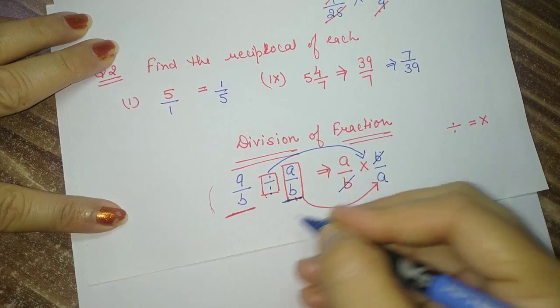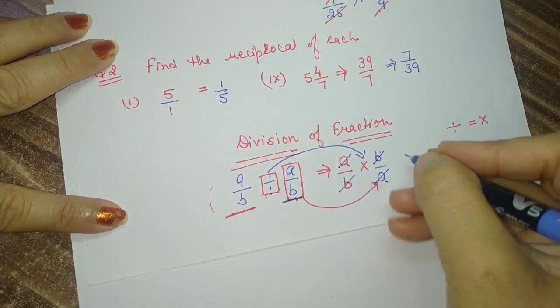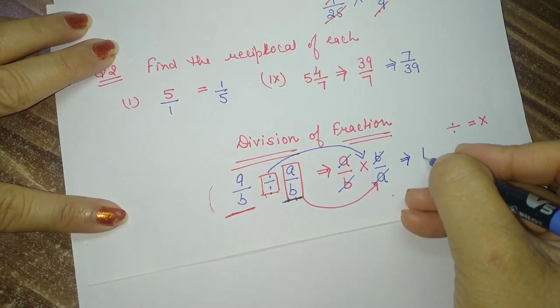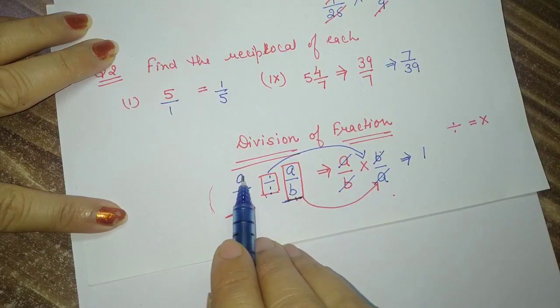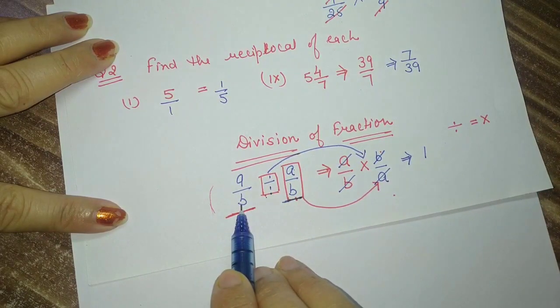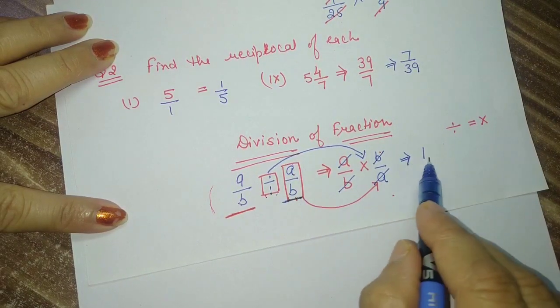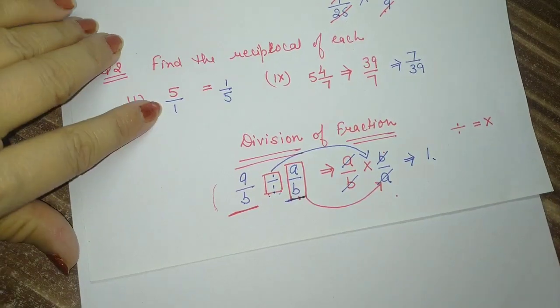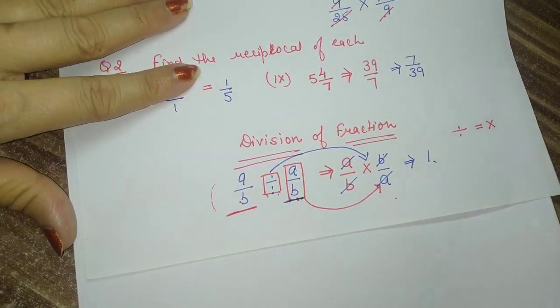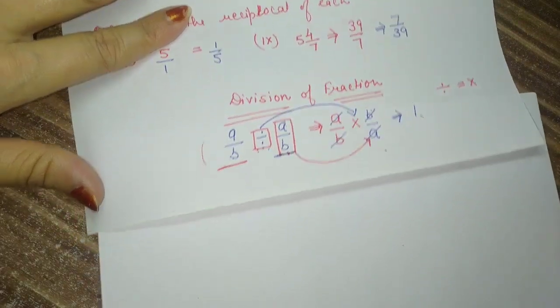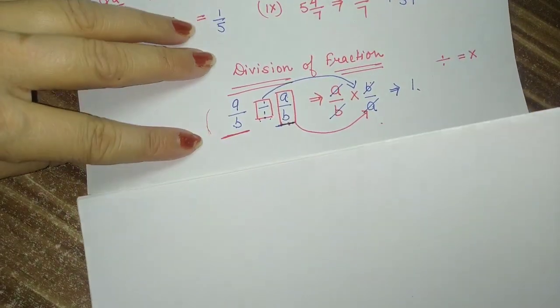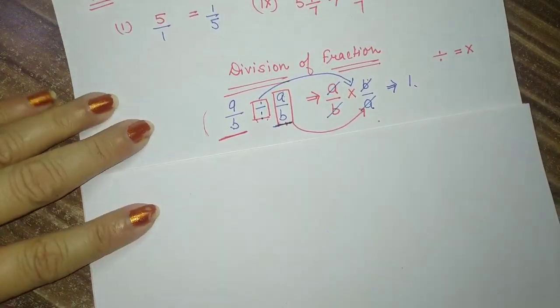B cancels by b and a cancels by a. What will be the answer? That is 1. That means if a by b is divided by a by b, we get the answer 1. Now I want to clarify the division of fractions with the help of another example.